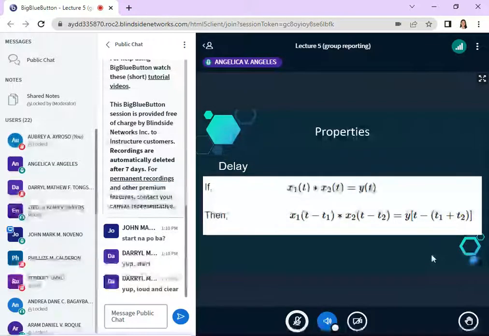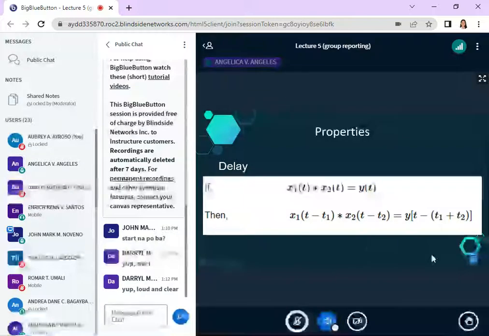So, according to the time delay property of the convolution, if we are convoluting two or more signals and you are providing some delay to the signals, then the resultant signal will have the delay equal to the sum of the delays you are providing to your signals. So, yun po yung y, t minus t1 plus t2. And that's what we call the property of time delay. Next.